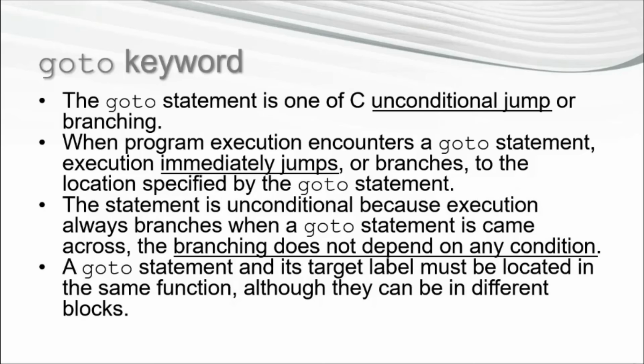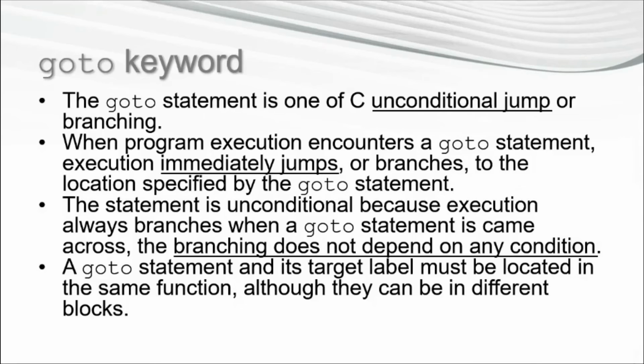Whatever the condition, if a goto statement comes up, the execution immediately jumps or branches to the location specified by the goto statement. The statement is unconditional because execution always branches when a goto statement is encountered. The branching does not depend on any condition. A goto statement and its target label must be located in the same function, although they can be in different blocks. That is the only condition to be satisfied while using a goto statement.